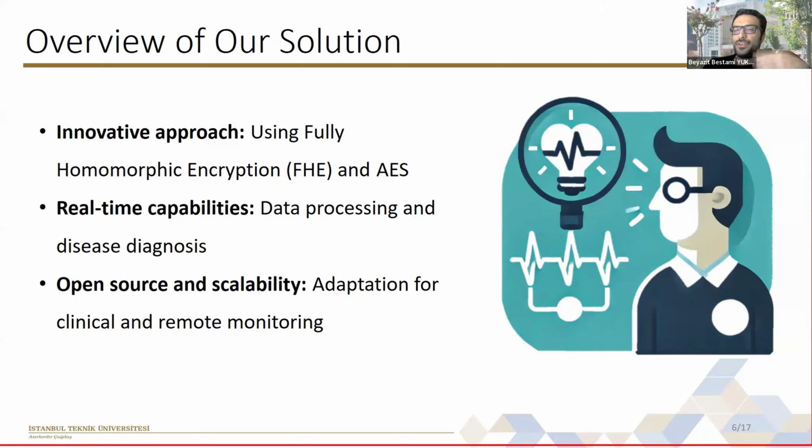By combining cutting-edge encryption techniques with real-time capabilities, our system tackles the pain points of traditional ECG monitoring head-on. It ensures that sensitive health data remains protected even during processing, thanks to fully homomorphic encryption. On top of that, it doesn't just stop at security. The system is designed for precision, offering immediate insights that could save lives in critical situations. And because it's open source, it's not just limited to big hospitals. It can be scaled and adapted for use in rural clinics or even at home, bringing advanced healthcare to everyone, everywhere.